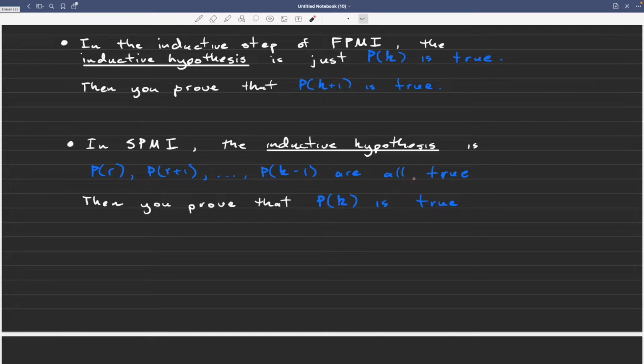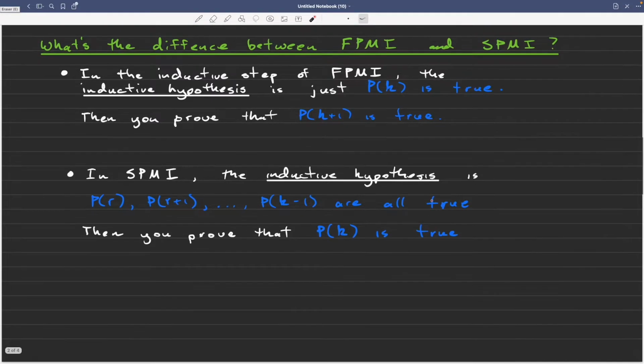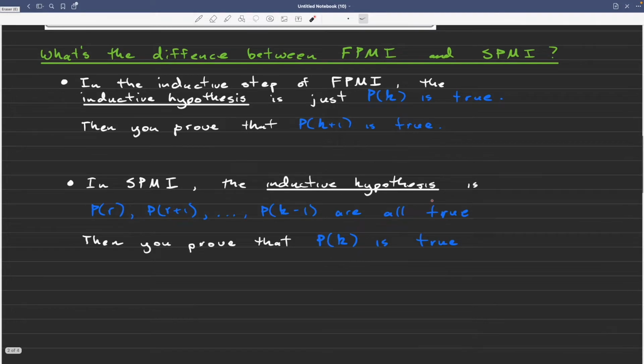But basically the idea is you suppose that the statement is true starting at the base case and all the way up to some arbitrary point. All of those are true. Then on the basis of that hypothesis, you want to prove that the very next case is true. So the difference really is that in the second principle of mathematical induction, you have a lot more hypotheses in your inductive hypothesis.